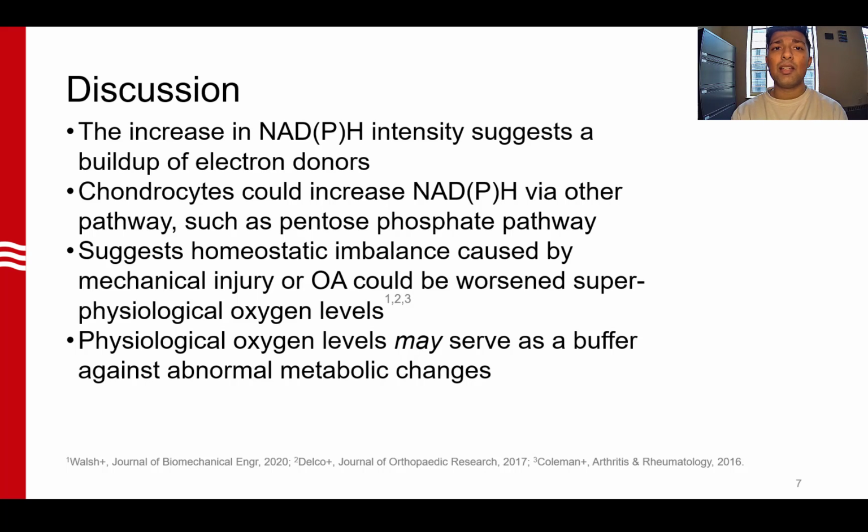This study is clinically relevant because mechanical overload alters chondrocyte metabolism. This study suggests that superphysiological levels of oxygen may actually worsen this metabolic imbalance caused by the mechanical overload. Conversely, it also suggests that physiological levels of oxygen may actually serve as a buffer or an added layer of protection from this metabolic dysfunction.